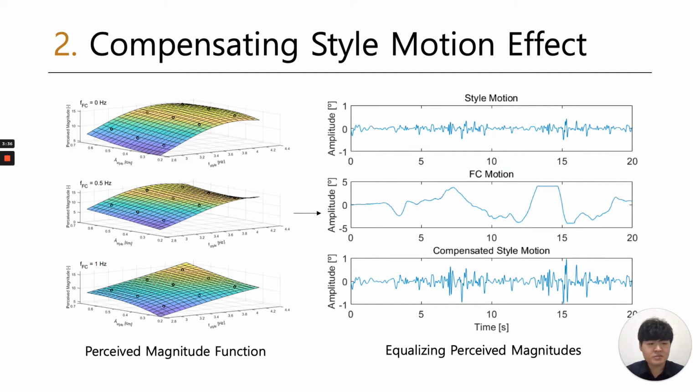The second step aims to compensate the effect of the fast camera motion on the perceived magnitude of the style motion. In this step, the perceived magnitude of the style motion affected by the fast camera motion is equalized to the perceived magnitude of the compensated style motion when it is presented alone. We performed a perceptual experiment to obtain the perceived magnitude function of high-frequency motion stimuli when mixed with low-frequency motion stimuli. Then, we adjust the amplitude of the style motion effects in response to the amplitude of low-frequency fast camera motion.